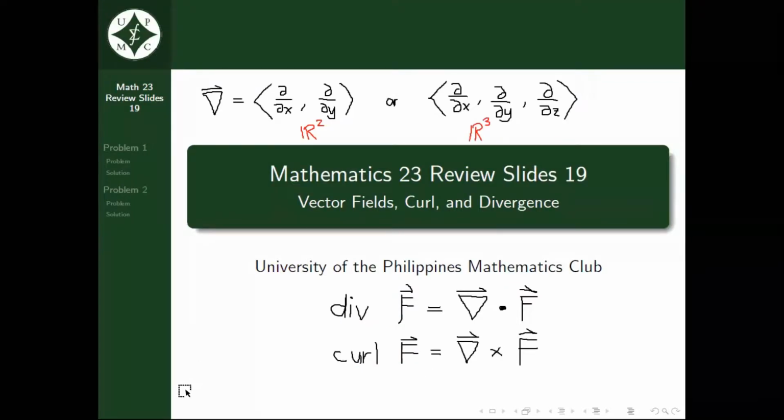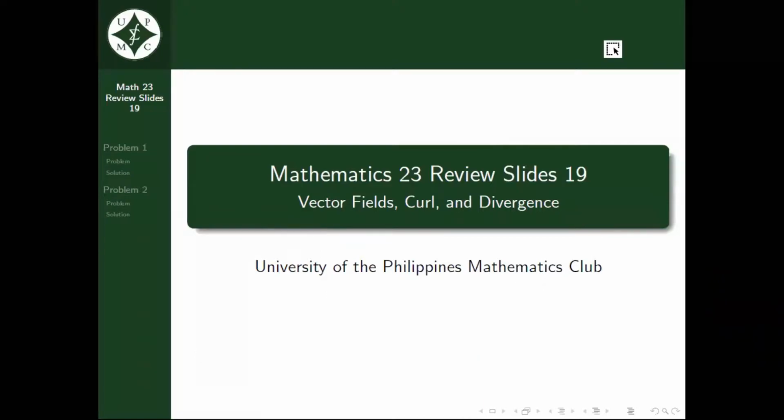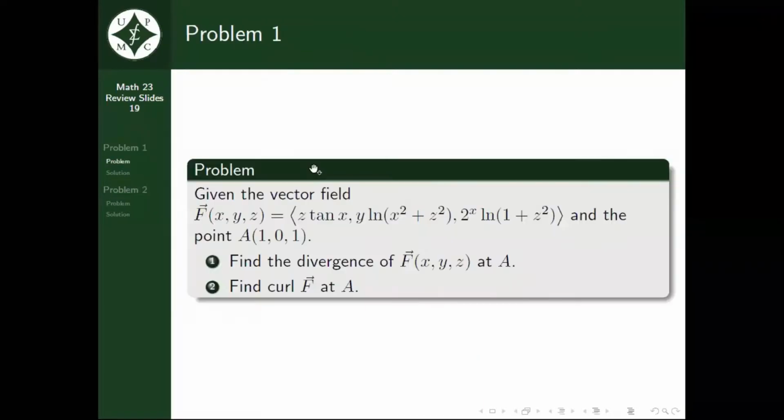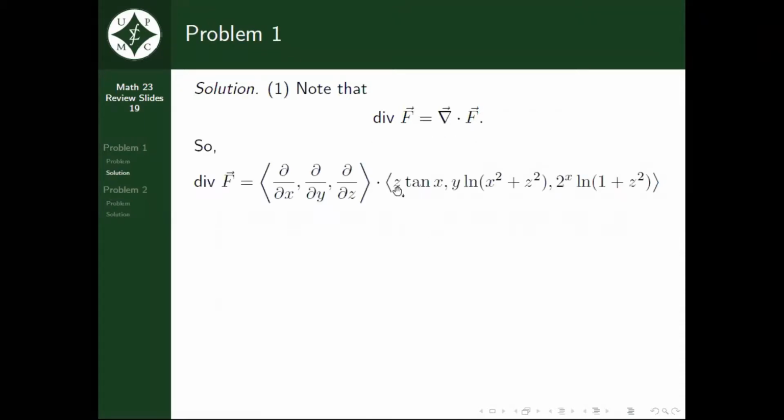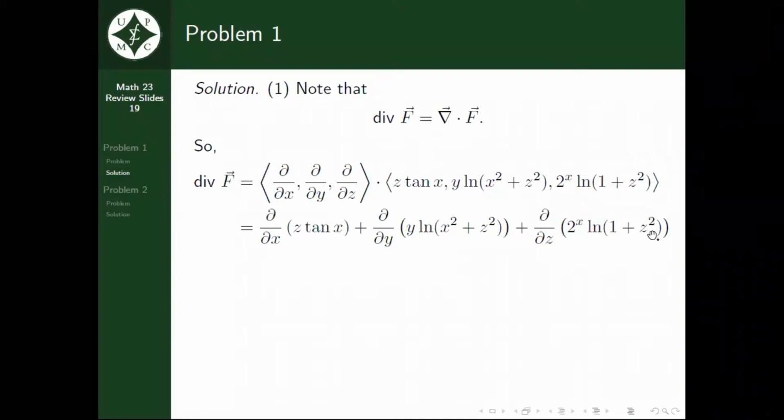So now we try out some examples. This is our first sample problem. We have the vector field, and we are asked to find the divergence and curl of f at A. So the dot product, how do we compute this? We perform component-wise multiplication and then get their sum. This is the partial result.